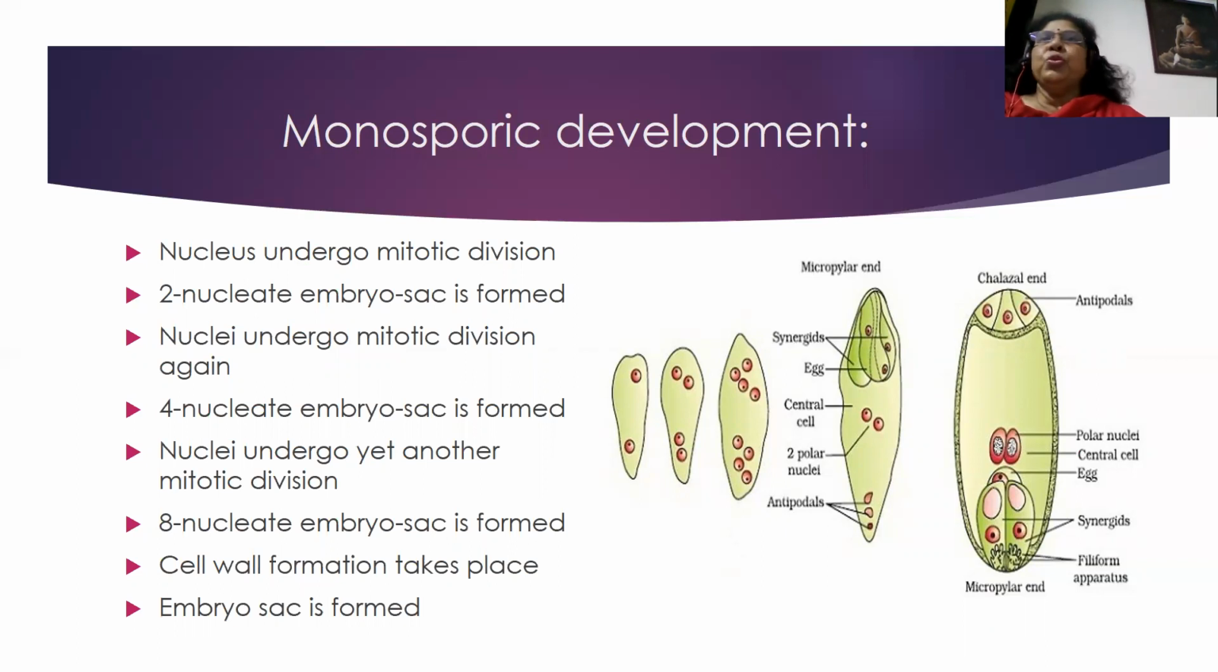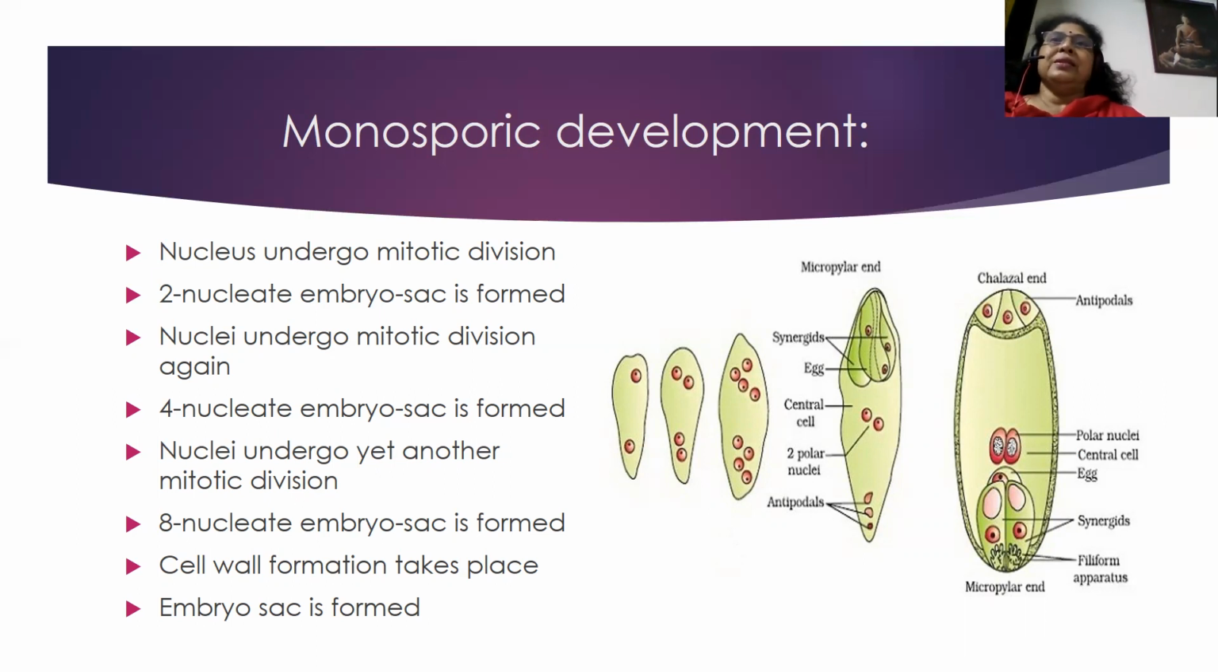Now, the one megaspore, that is the functional megaspore, the nucleus of that megaspore undergoes mitotic division, because you should remember that the megaspore is haploid. It undergoes mitotic division thrice. So in total, it forms 8 nuclei. Now, the karyokinesis is followed by cytokinesis later. First, there is only karyokinesis, that is 8 nuclei will be formed. These 8 nuclei arrange themselves in such a way that 3 nuclei are towards the micropylar end, 3 towards the chalazal end, and 2 in the center.